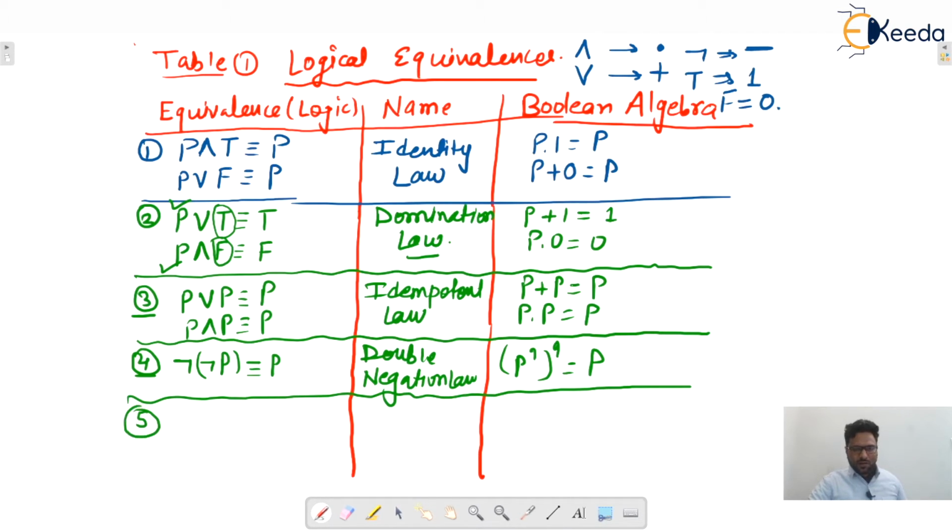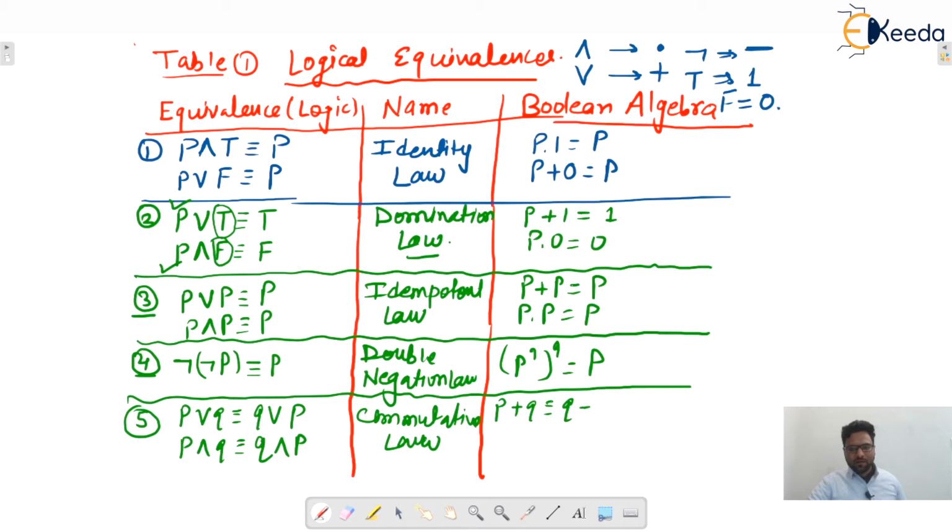What is the fifth one? You only tell me. Let's say P or Q is equivalent to Q or P. Similarly, P and Q is equivalent to Q and P. So we can say that this is the commutative law. Yes or no? This one is the commutative law. In Boolean algebra, we can write it like this: P plus Q is equivalent to Q plus P. Similarly, P dot Q is equivalent to Q dot P. I hope this one is clear to everyone, isn't it?